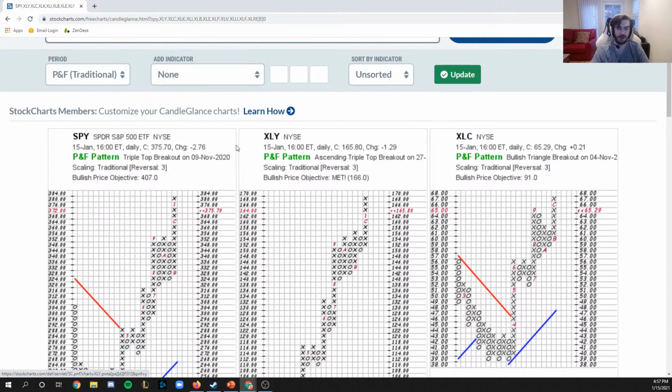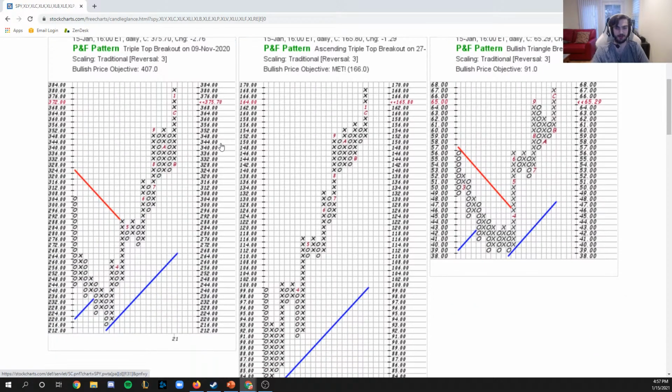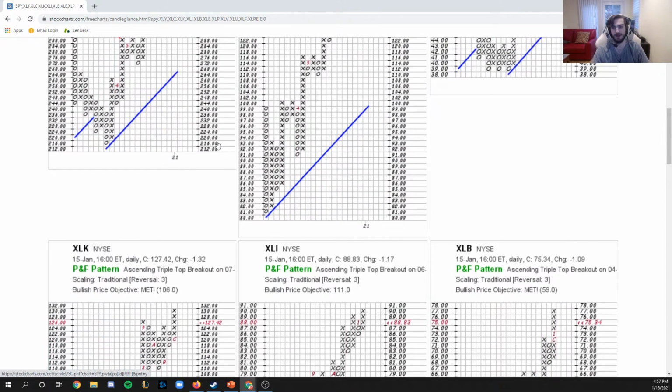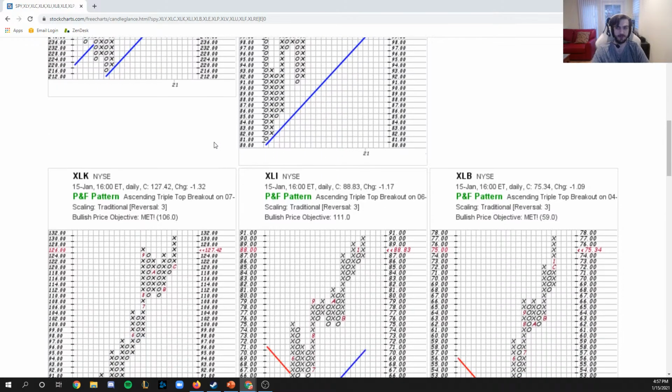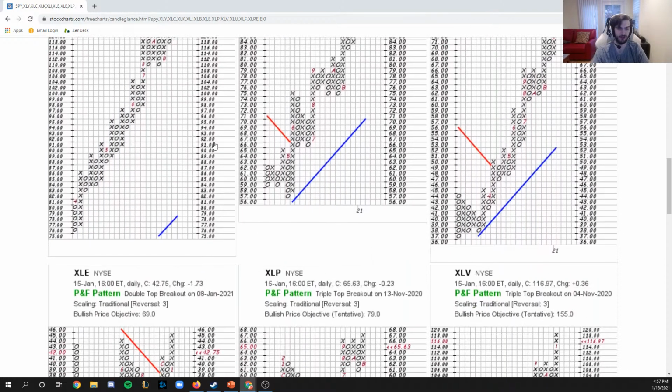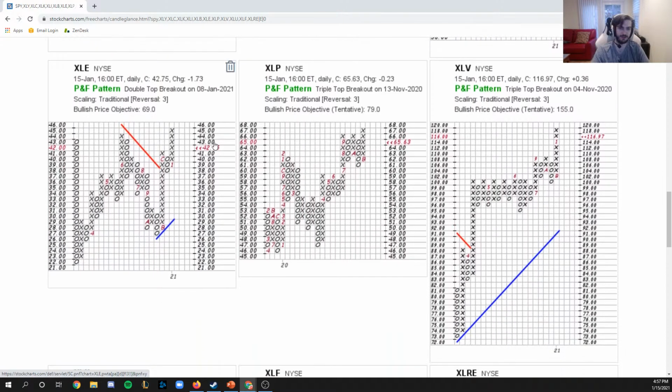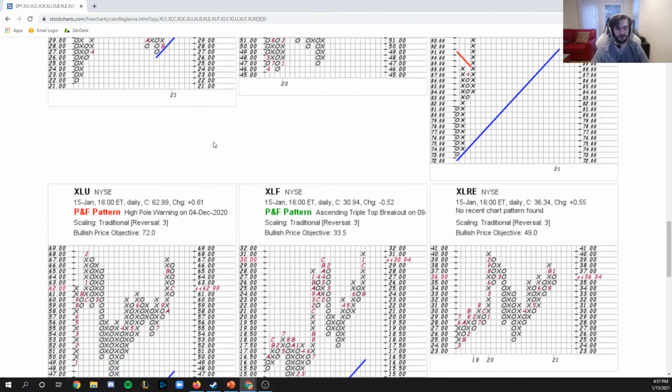So here we have all of the sectors that we look at for Sectors Made Simple. They are all tradable ETFs on the US exchange, and this puts them all in one place for you to look at.